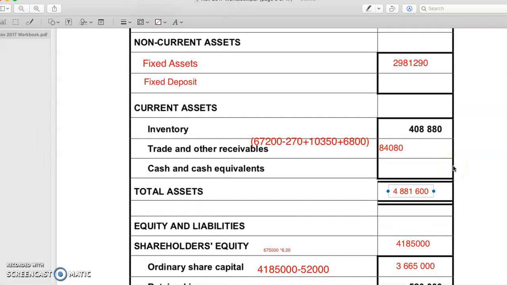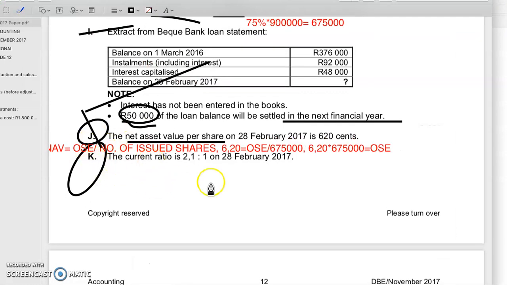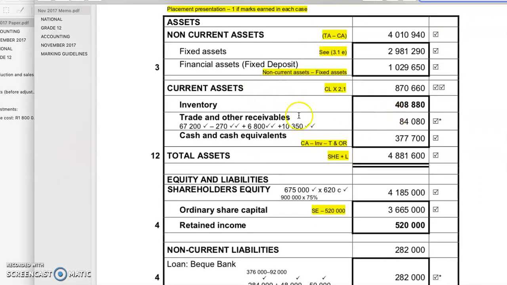We just need to do our last bit of information, which says that the current ratio is 2.1:1. What is the current ratio? Okay, the current ratio is current assets. Let me write that for you. Current assets is to current liabilities, I think. Okay, so now we can use this information to calculate everything we haven't calculated yet.